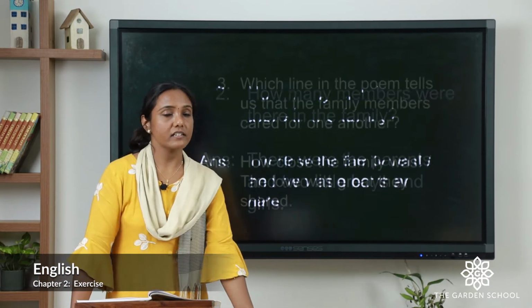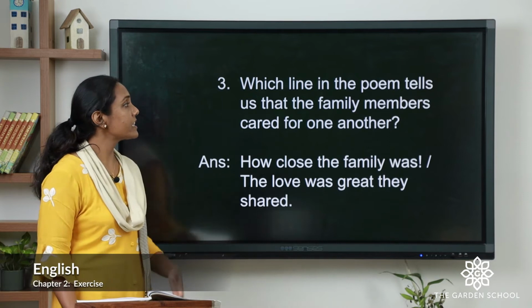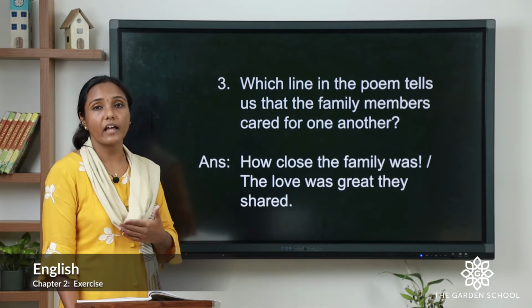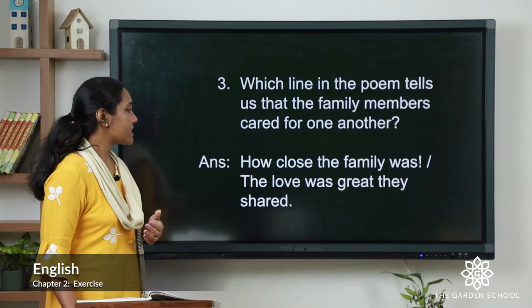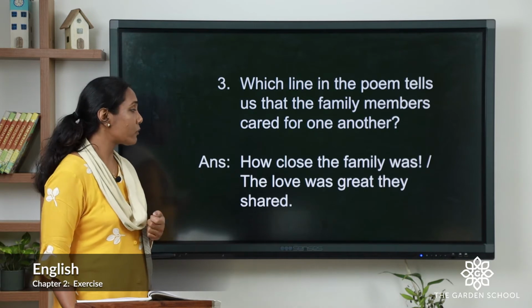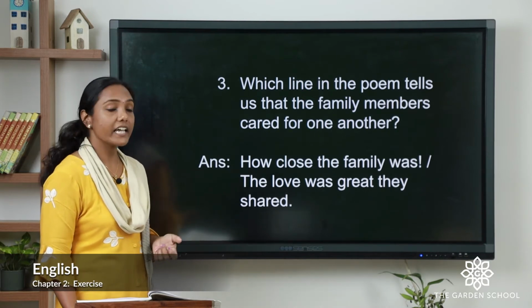Let's see the next question, third question. Which line in the poem tells us that the family members cared for one another? So the answer is how close the family was. That is the one line. Another line was, the love was great, they shared.